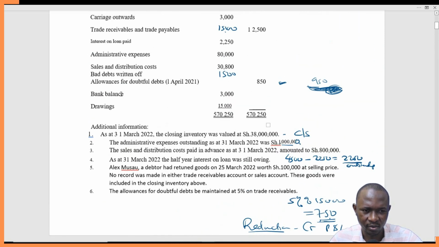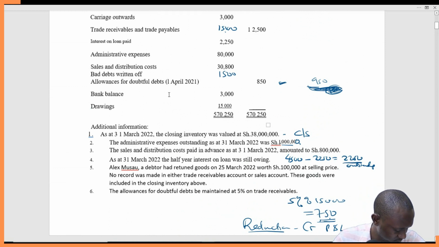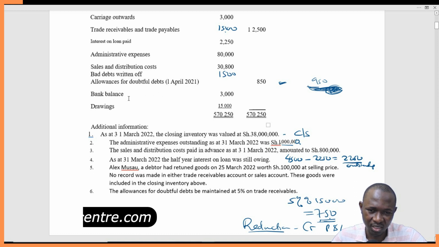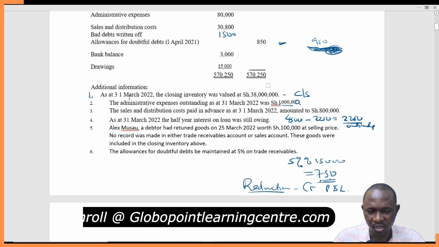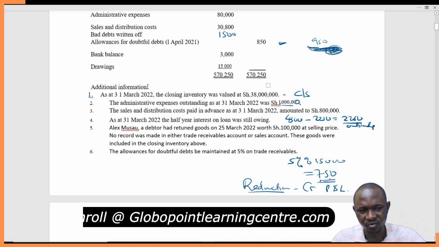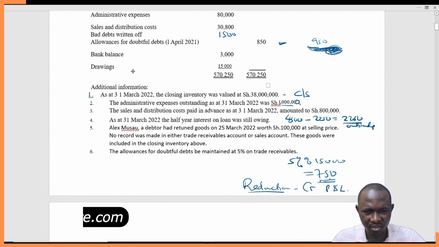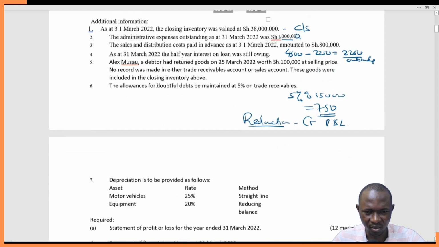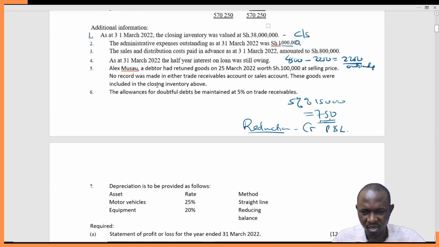And bank balance, no, this one doesn't have any effect. Allowance for bad and doubtful debts, we are done with that. It's a decrease, and a decrease is an income. Basically it finds itself on the credit side of the P&L. We treated it as a gain. Bank balance and drawings, these don't appear in the income statement.